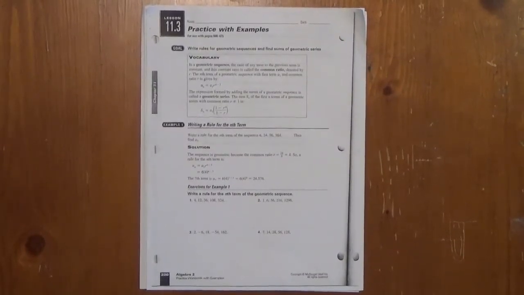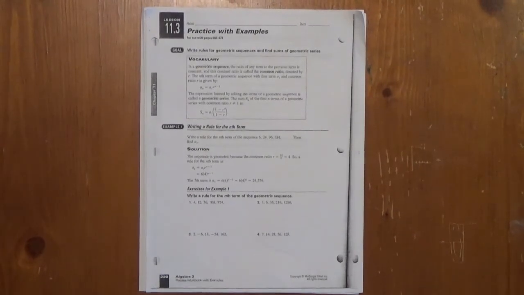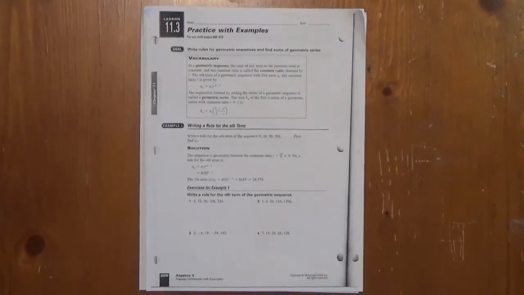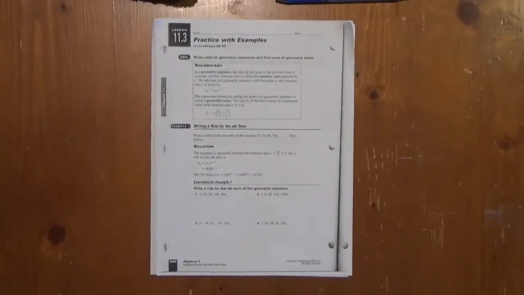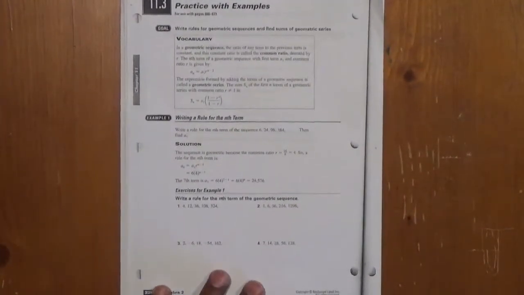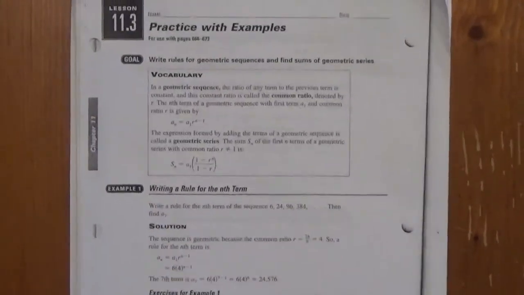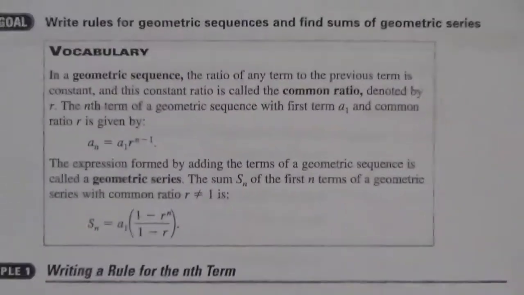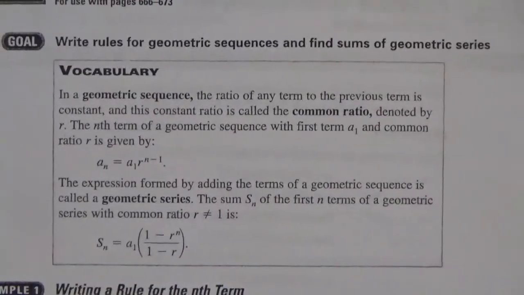In 11.3, we're going to write rules for geometric sequences and find sums of geometric sequences. In 11.2, we looked at arithmetic sequences, where we had a common difference. That was our d value. And now we're looking at a couple of different sequences, a couple of different things.